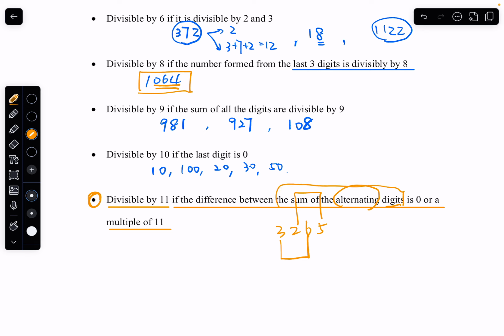For example, 3, 2, 6, 5. You just add 3 and 6, so it's 9. 2 plus 5 is 7. And we need to find the difference between these two numbers. 9 take away 7 is 2. So 2 is not 0 and not a multiple of 11. So 3265 cannot be divisible by 11.